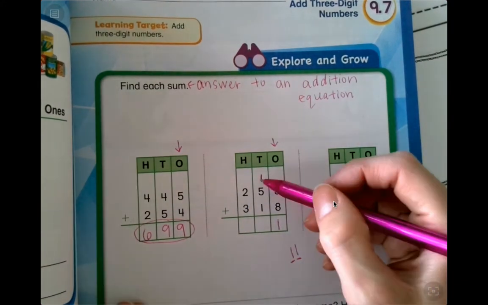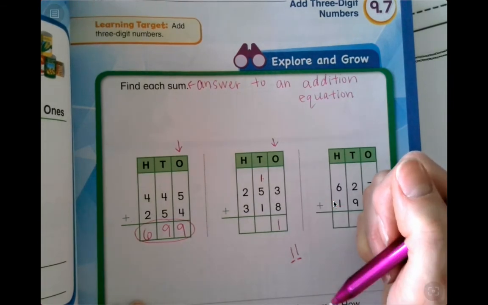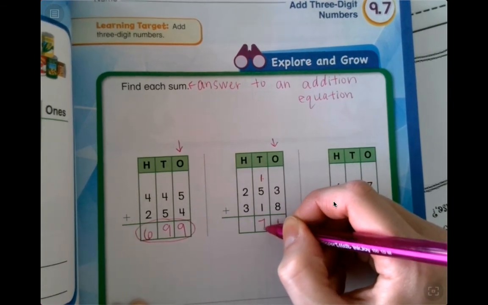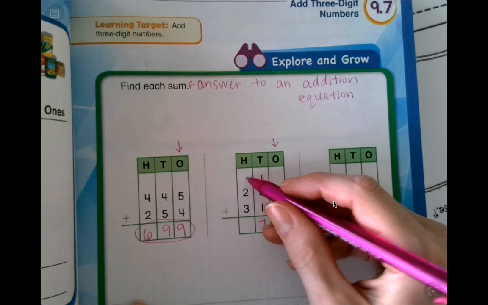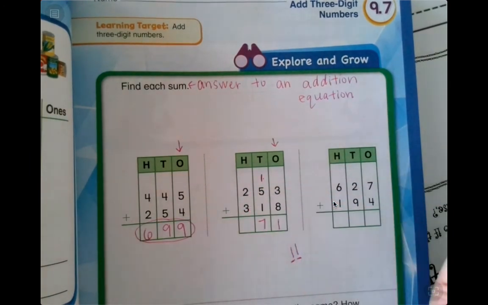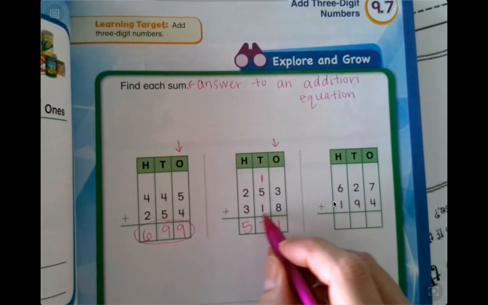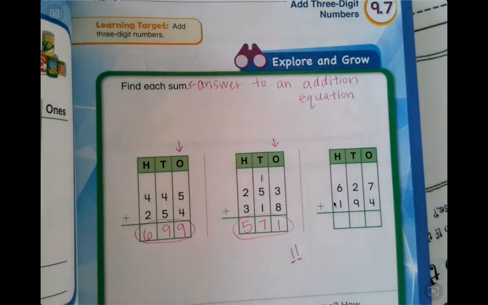Okay? Now, what's 1 plus 5 plus 1? 7. Okay? Now, do I need to carry anything over to the hundreds place? No, there's nothing to carry, right? Now I have my 2 and my 3, 5. Okay? 571. That's my answer. Circle it.